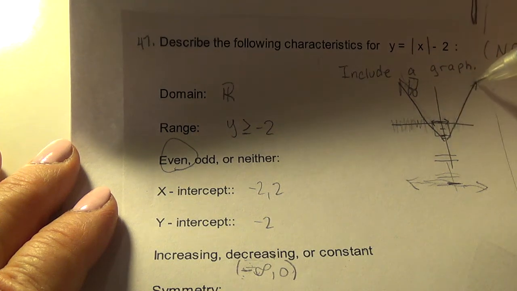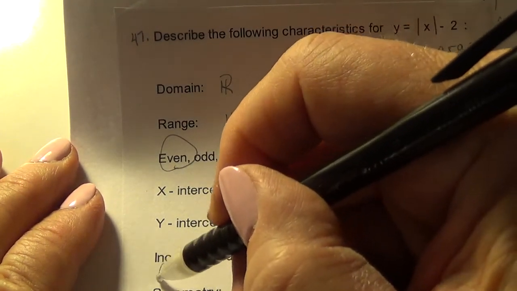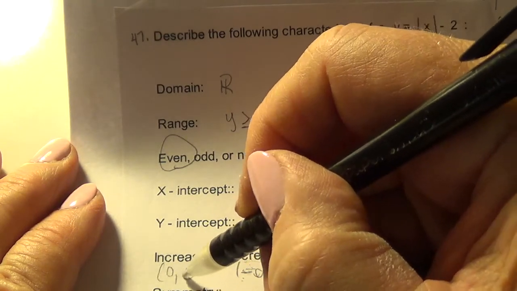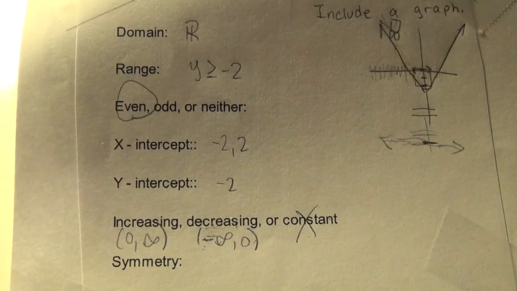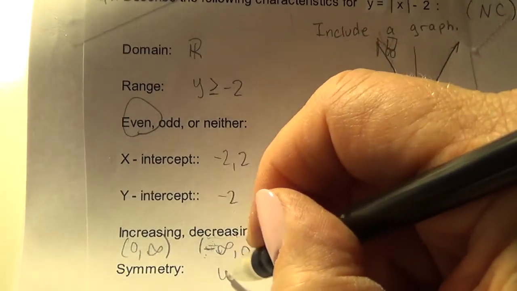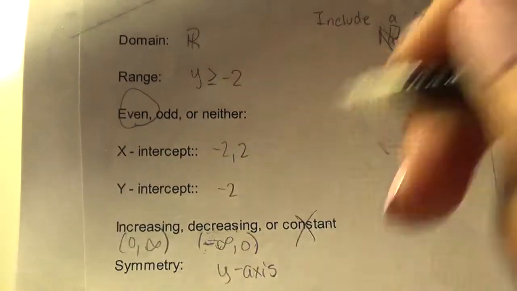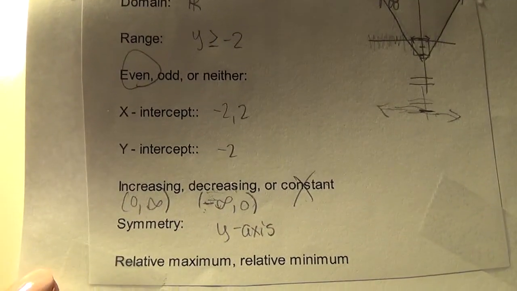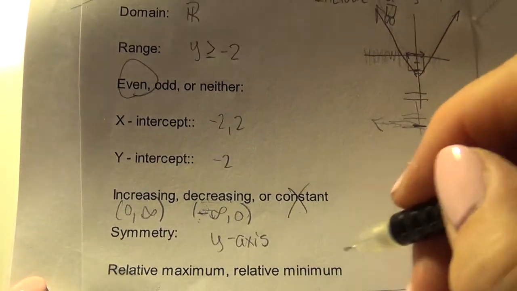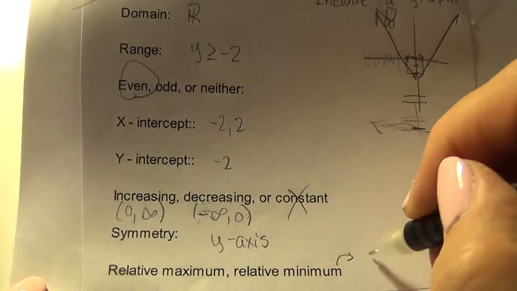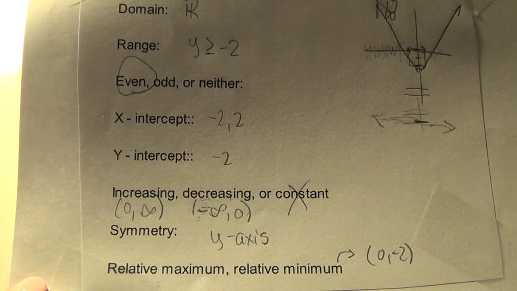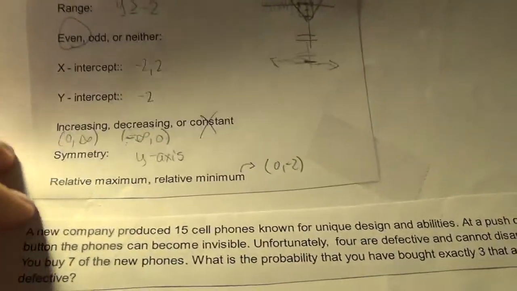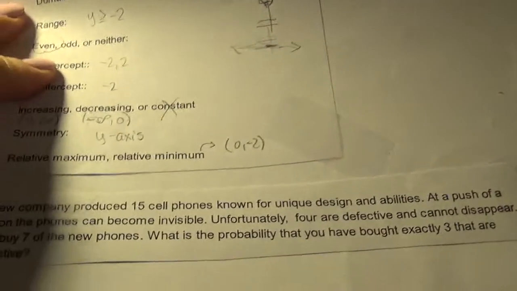Decreasing. Then it starts increasing. So it's increasing on the interval 0 to positive infinity and doesn't have any constant sections. Symmetry, it's symmetric to the y-axis. And relative max or min, it's got a relative min at (0, -2).